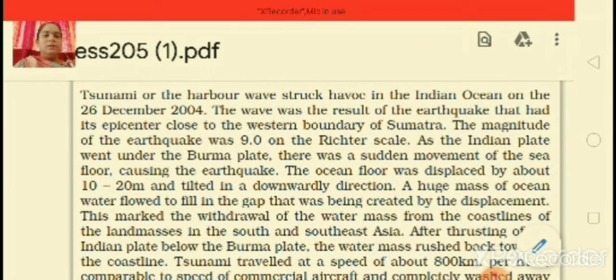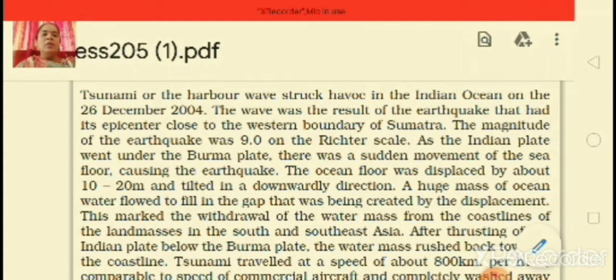Tsunami. What is tsunami? When I say tsunami, what do you exactly understand by that? Tsunami is a Japanese word that means harbor waves. And why is it called harbor waves? As the harbors get destroyed whenever there is a tsunami, hence those waves are called harbor waves or tsunami. Okay.